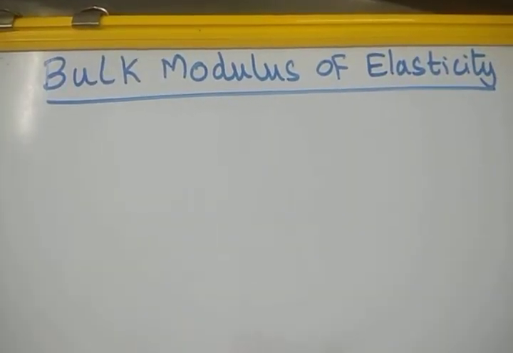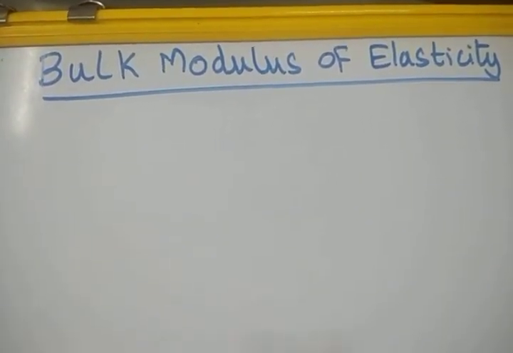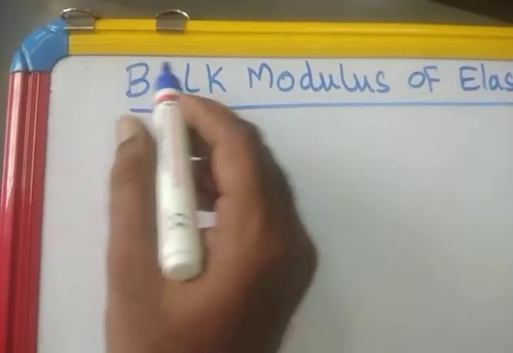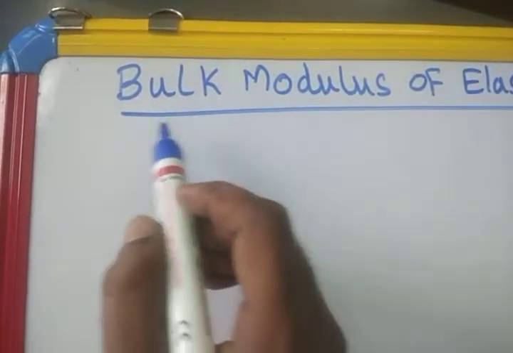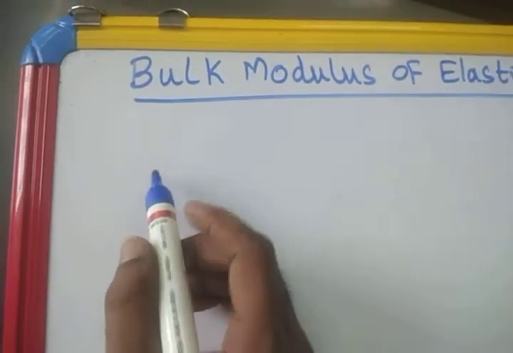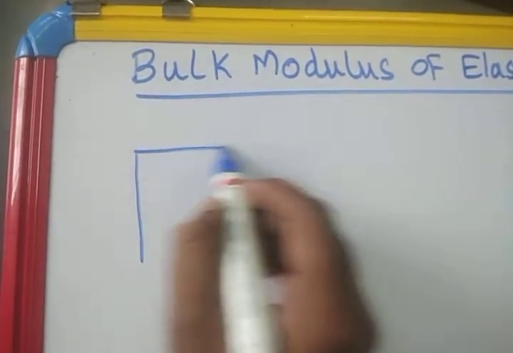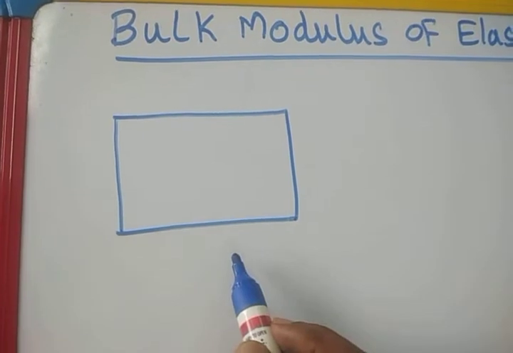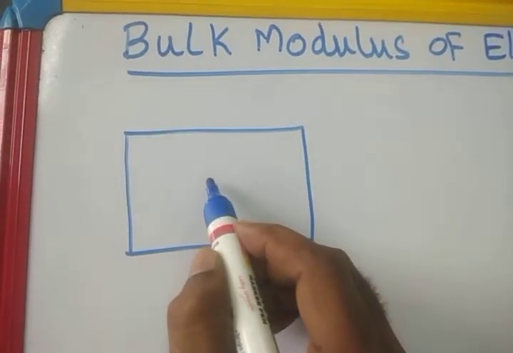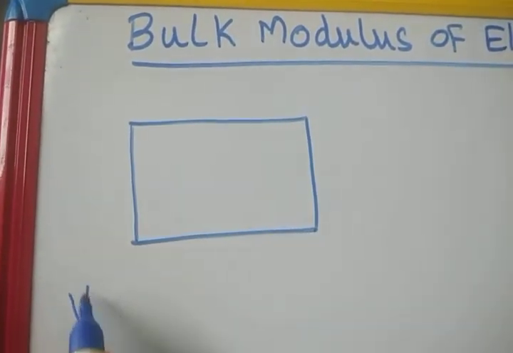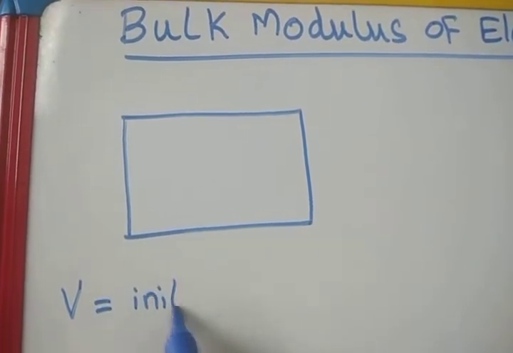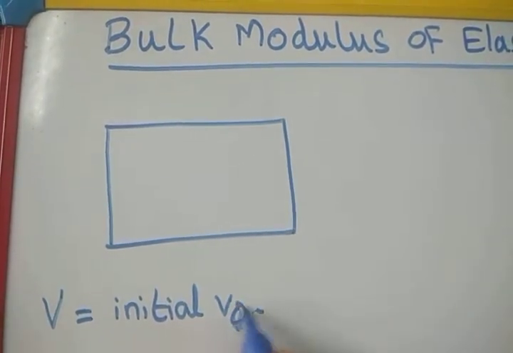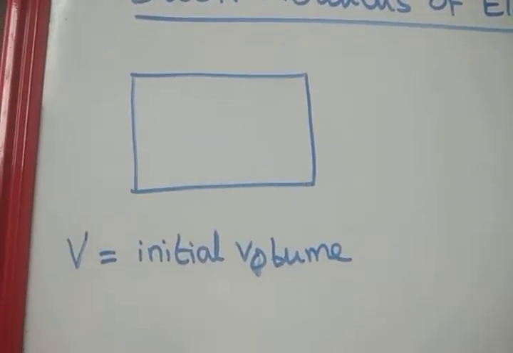Then the next type is bulk modulus of elasticity. Bulk modulus of elasticity is related to volume. Young's modulus means lengthwise change, and bulk modulus means volume-wise change. Let us take a small box whose initial volume is taken as V. This is the initial volume.